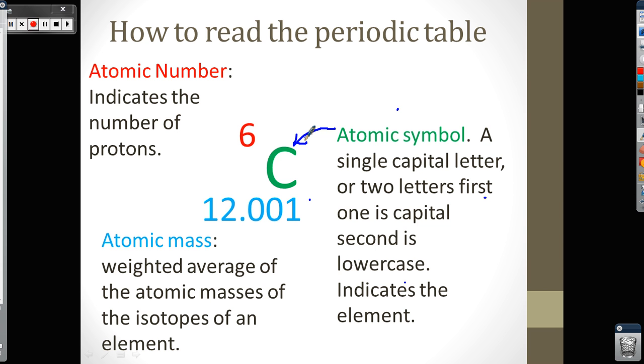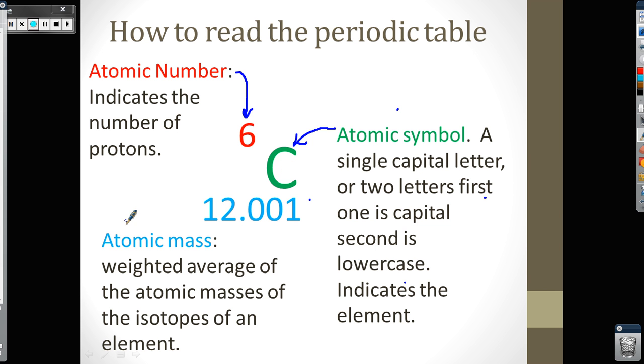Then we have an atomic number. The atomic number is the smaller of the 2 numbers that you see on most periodic tables. You have to be careful because some periodic tables contain more information than just what I'm showing you here. In our case, the atomic number here is 6, and that 6 indicates the number of protons in this element. So carbon has 6 protons. Carbon will always have 6 protons. If you have an element with 6 protons, it is carbon. It's not anything else. If it doesn't have 6 protons, it's not carbon. So the atomic number, or the number of protons, tells you exactly what element you are dealing with.